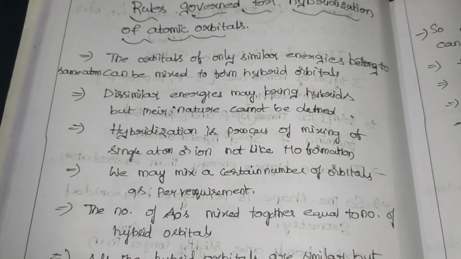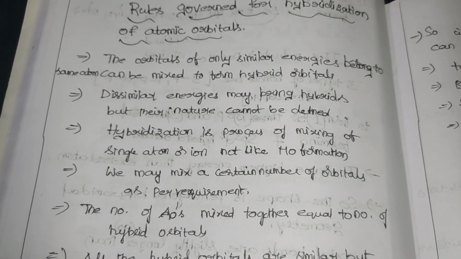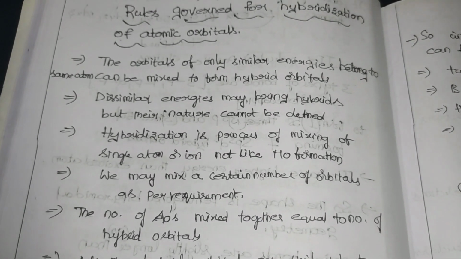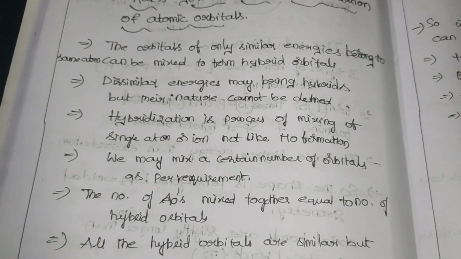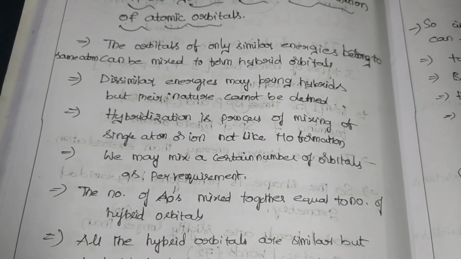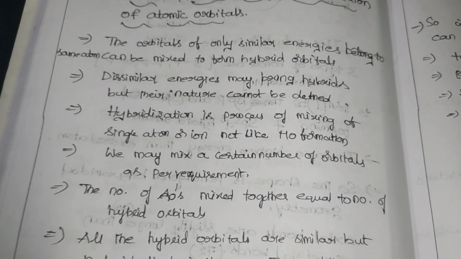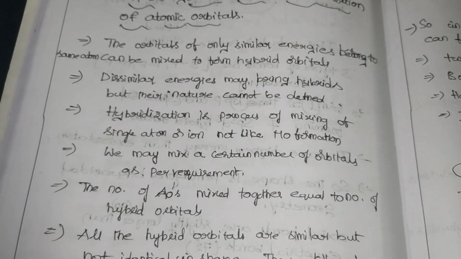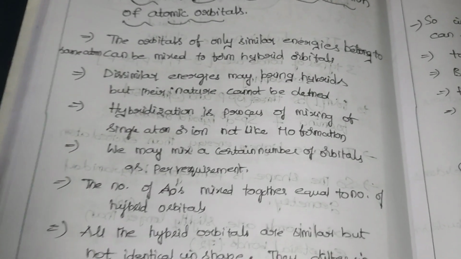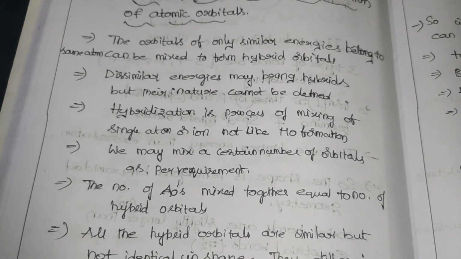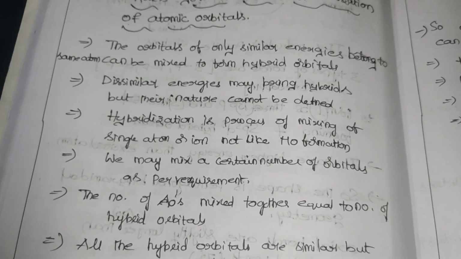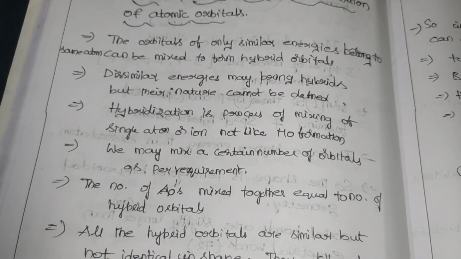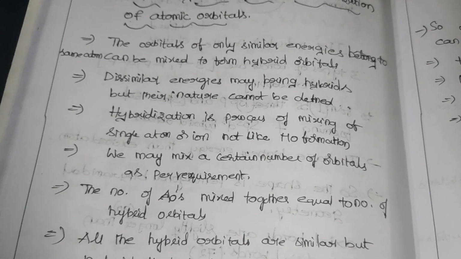When we mix dissimilar energies, what happens? Their nature we cannot predict, so we cannot determine the nature of the hybrid orbitals. And we may mix a certain number of orbitals as per our requirement. Maybe 1s with 1p, or 1s with 2p, sp2, or 1s with 3p, sp3 hybrid orbitals, or 1s with 3p and 1d, sp3d hybrid orbitals, sp3d2 hybrid orbitals, like this.